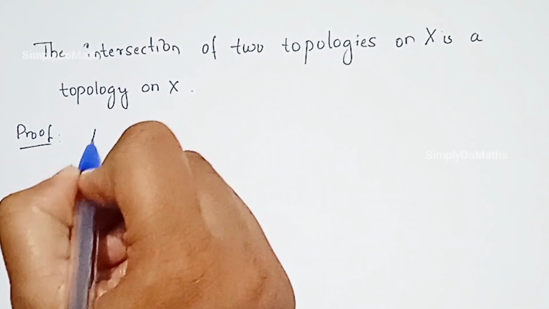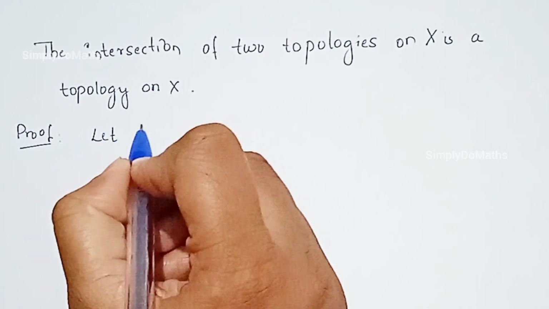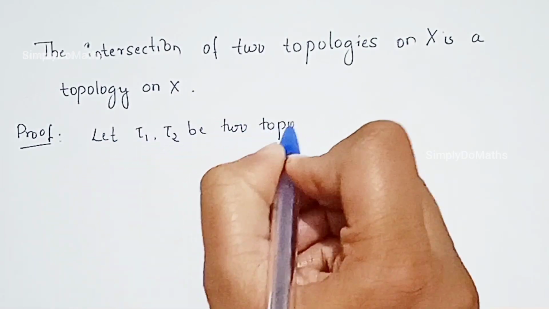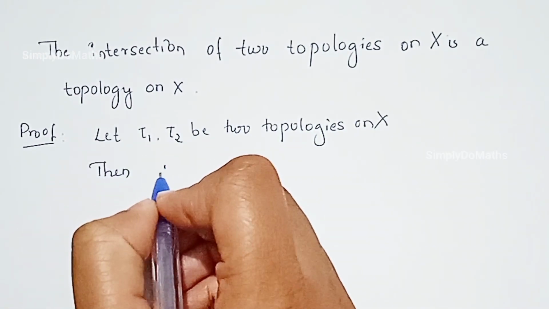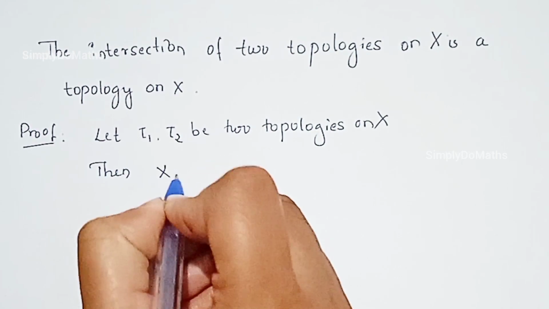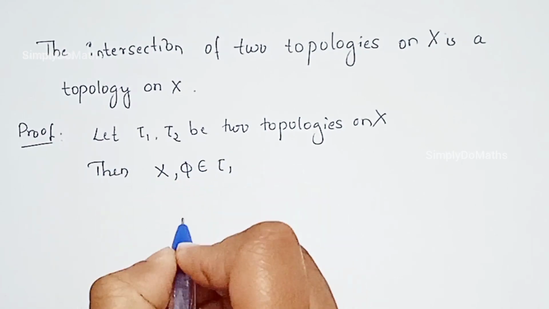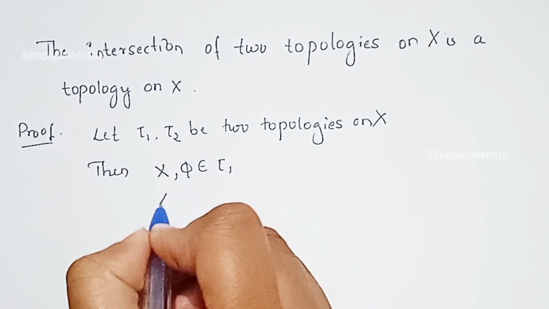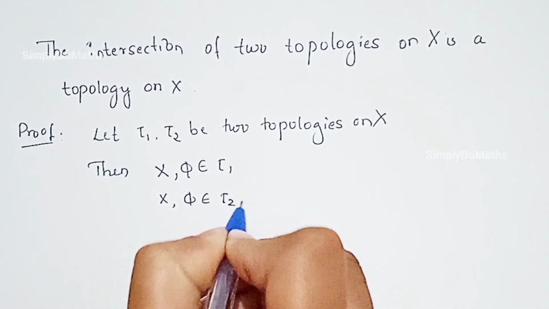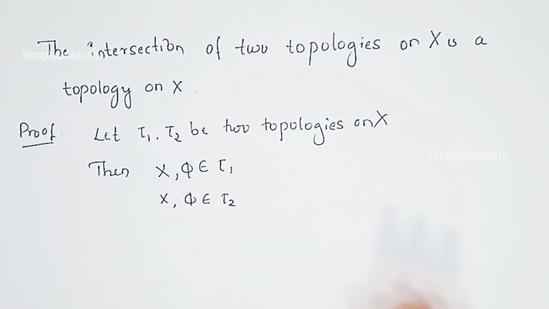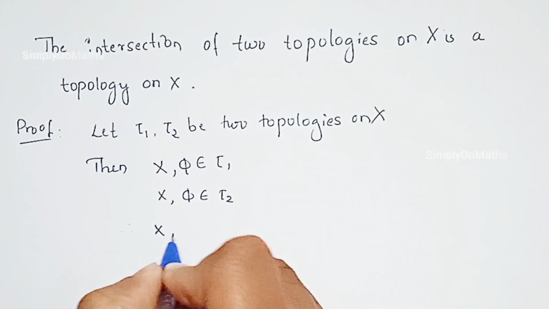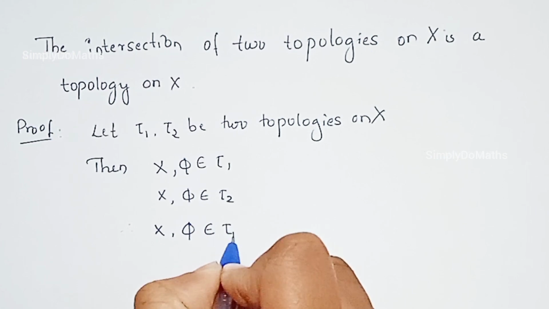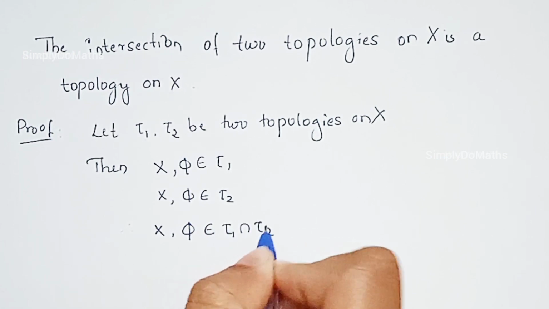Let us consider two topologies tau1 and tau2 on X. Then, as we know by the definition, X comma empty belongs to tau1 by the first property of topology. Similarly, X comma empty belongs to tau2 because tau1 and tau2 are two topologies on X itself. Therefore, we can write X and empty both belong to tau1 as well as tau2, that is tau1 intersection tau2.